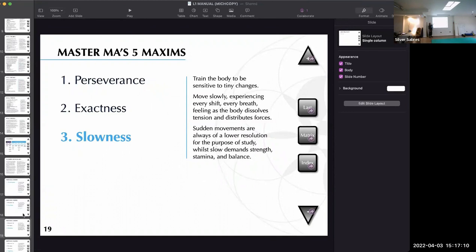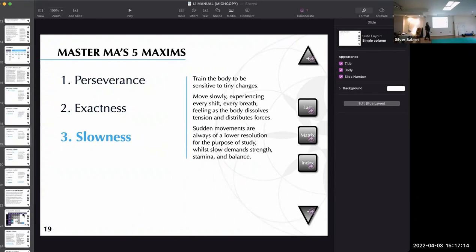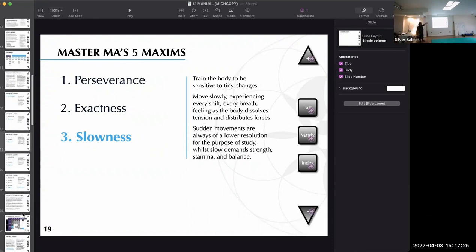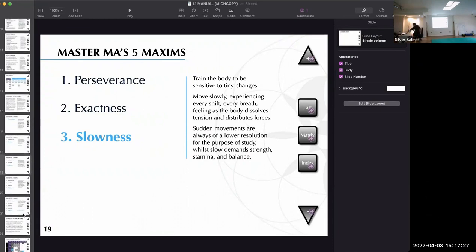Slow down. Every tiny change in the body echoes through you like an earthquake. But you won't feel it if you're moving so fast. Slow down so you can make sure it's correct.